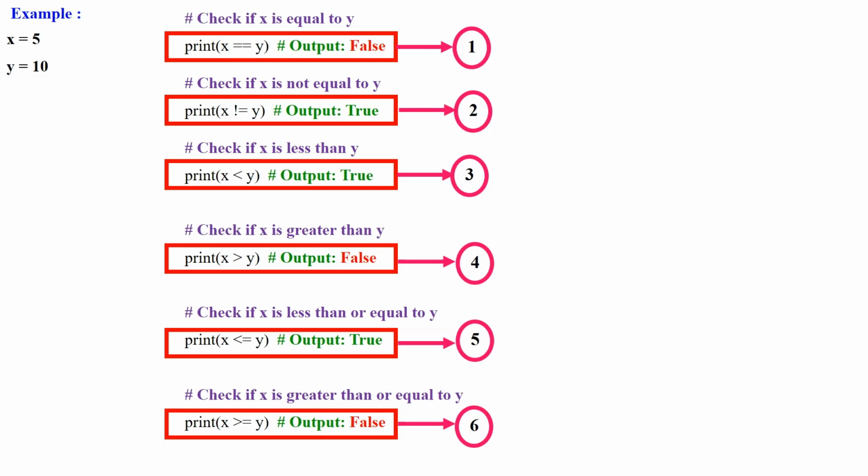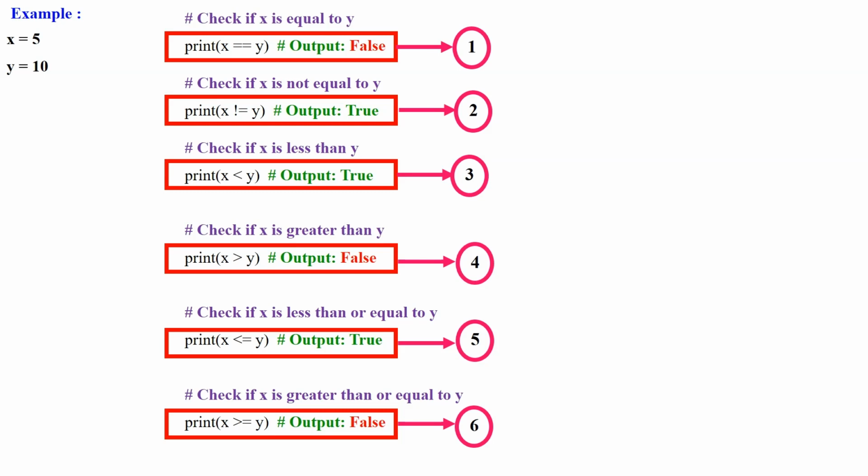In the fourth statement, it compares the values of x and y using the greater than operator. Since the value of x is 5 and the value of y is 10, the expression x greater than y evaluates to false. This is because 5 is not greater than 10. Therefore, when you print the result, the output will be false.